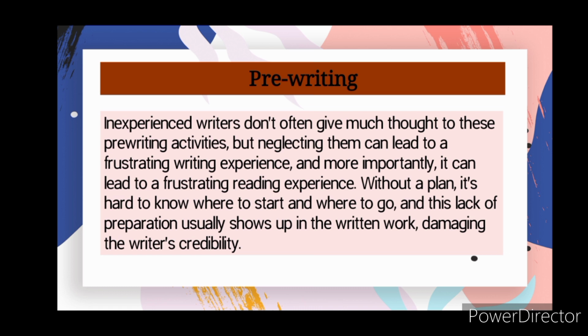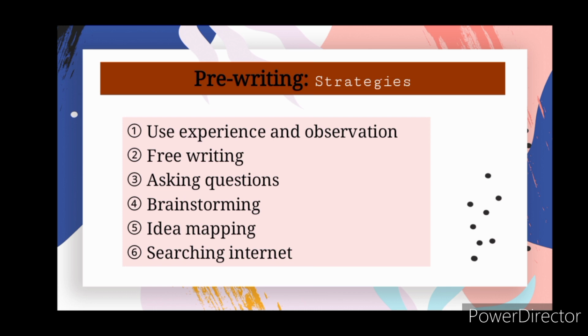When the writer is inexperienced, he or she will have difficulties in writing. Also, when the writer is lax in preparation, even at the start of the writing process, the written work will be affected. So here are the 6 strategies to start writing. First is use experience and observation. When choosing a topic, you may also want to consider something that interests you or something that is based on your life and personal experiences.